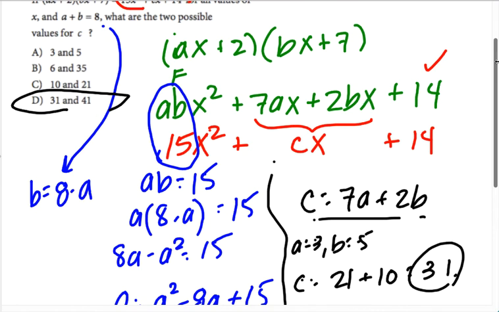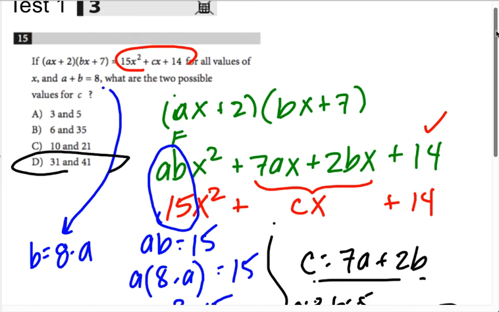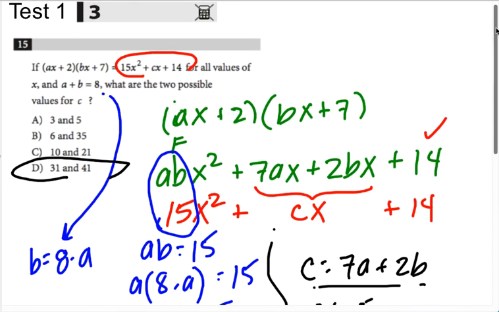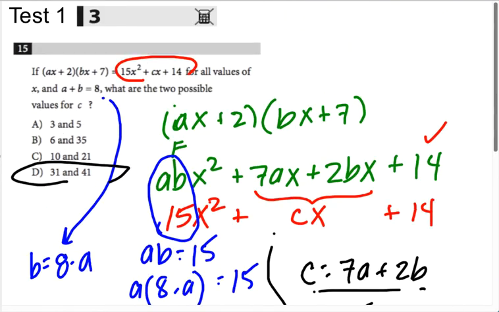Now, you could have also plugged in values to figure out what works, but the basic idea is that you don't know whether a is 3 and b is 5 or b is 3 and a is 5, and that's kind of the gist.